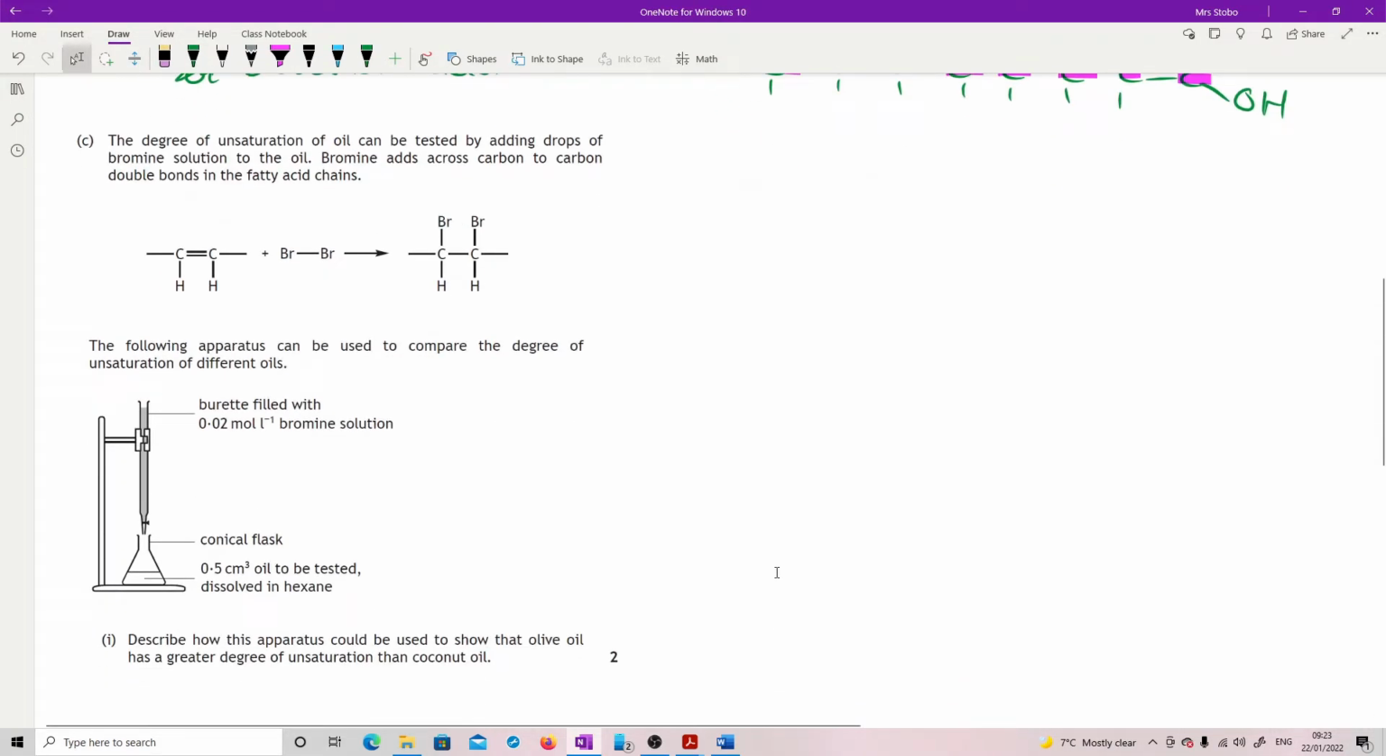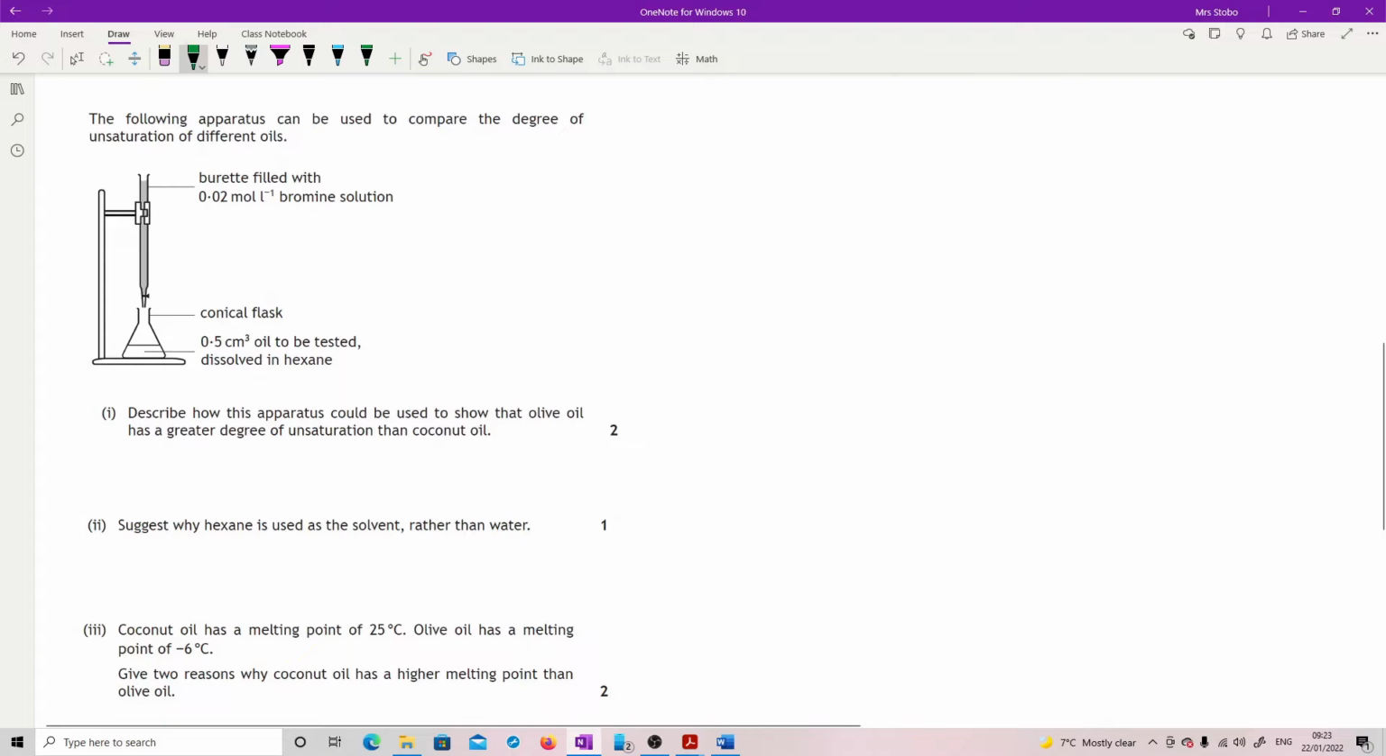The degree of unsaturation can be tested by adding drops of bromine solution to the oil. Bromine adds across the carbon-to-carbon double bonds in the fatty acid chain, so that's just a straight bromine addition. The following apparatus can be used to compare the degree of unsaturation. So we've got a burette with 0.02 molar bromine. You've got a conical flask with 0.5 cm cubed of oil to be tested dissolved in hexane.